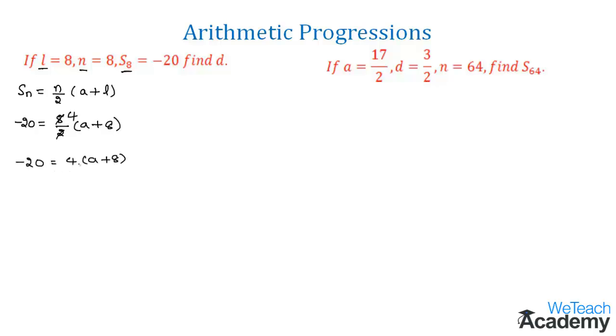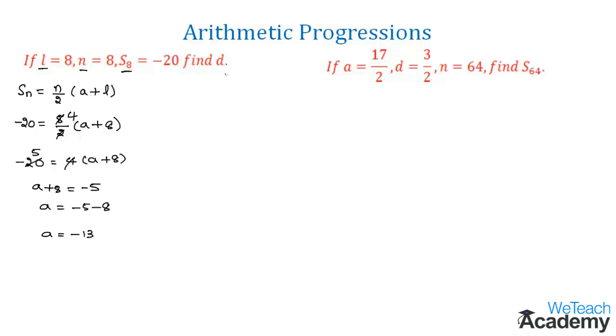And now let us simplify this. So we get here 4 1 time is 4 and 4 5 times is 20. So this would come as a plus 8 is equal to minus 5. Now let us transfer plus 8 to the other side. We get here a is equal to minus 5 minus 8. So therefore we get the value of a as minus 13.